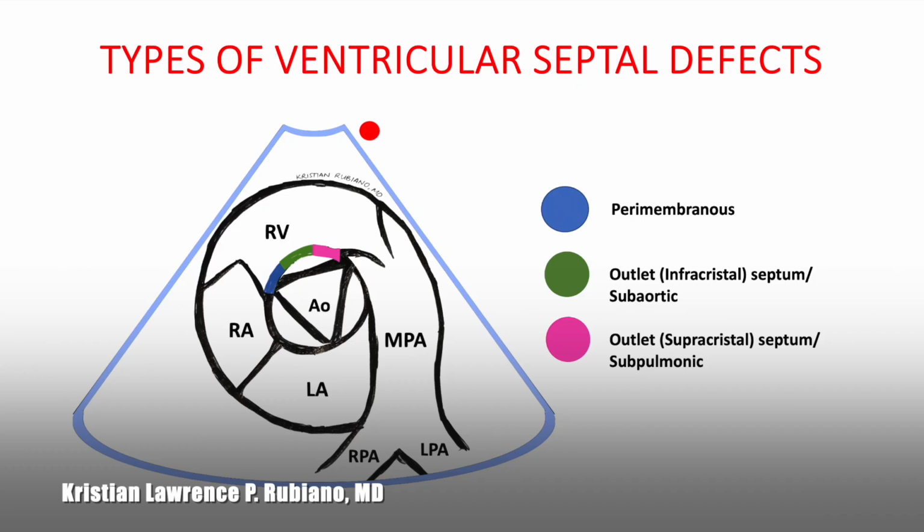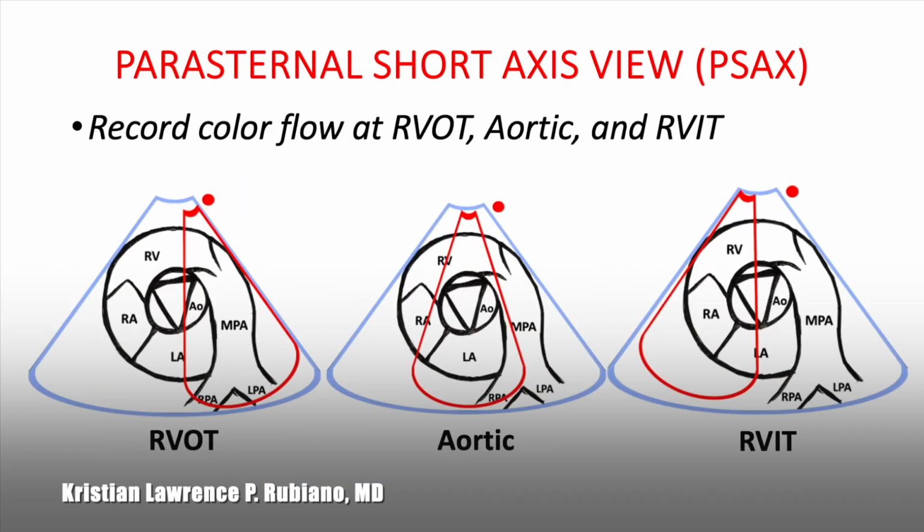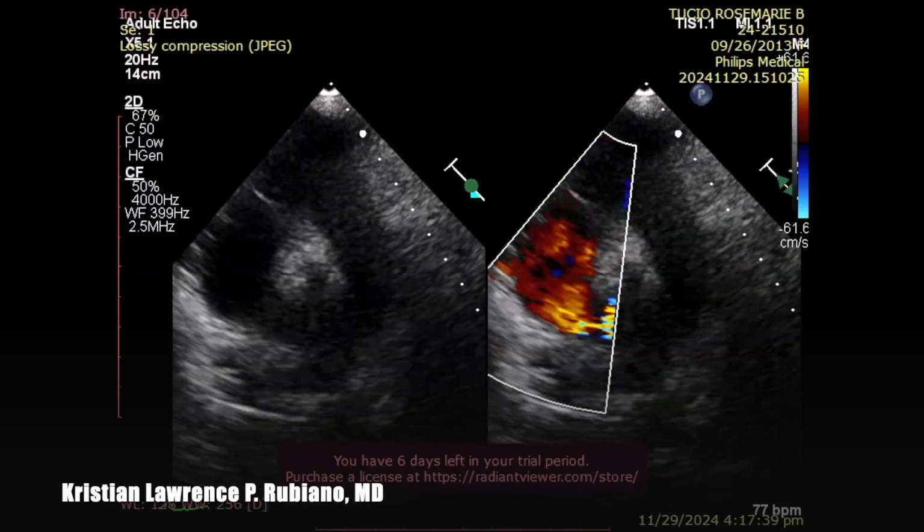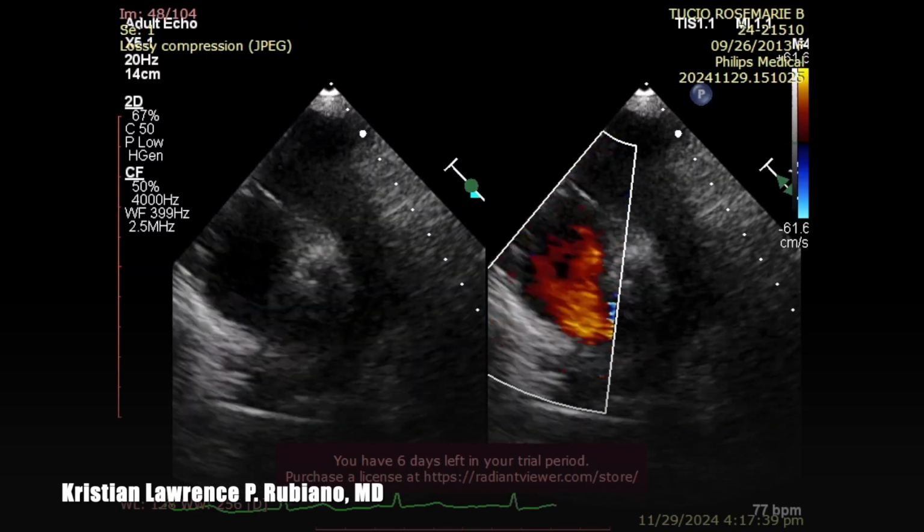Though depending on the type of VSD, it may be large, considering a doubly committed type of VSD. However, we need to evaluate other echocardiographic views before diagnosing such. Going back, we move the sample volume to the RV inflow again to check for any turbulence, regurgitation, or even absence of blood flow along the valve.